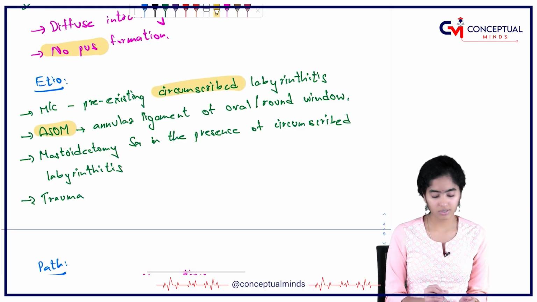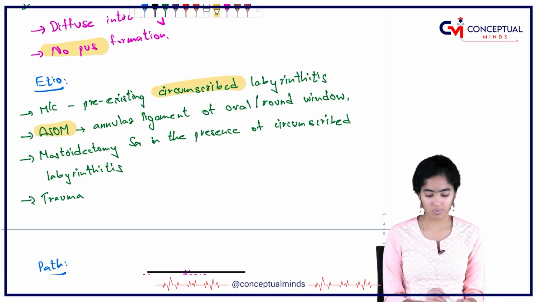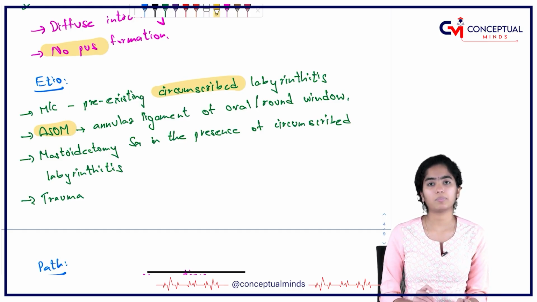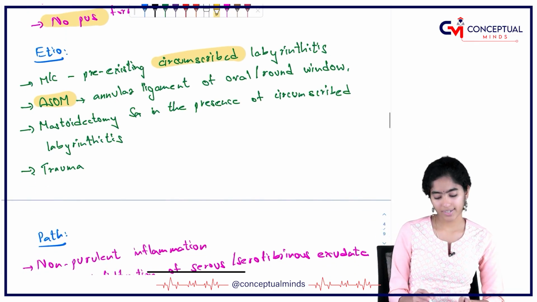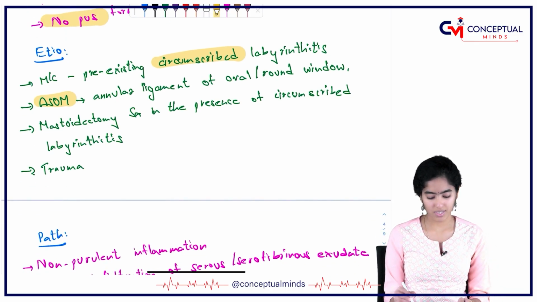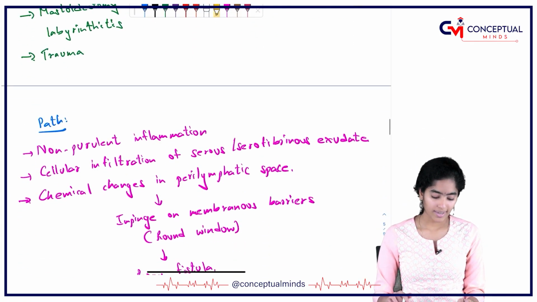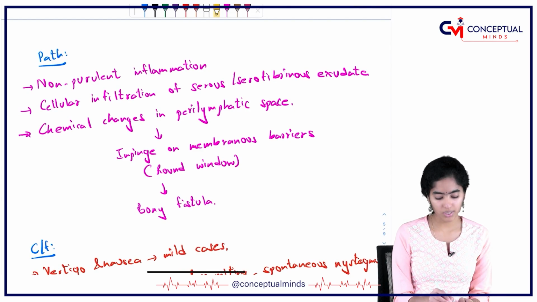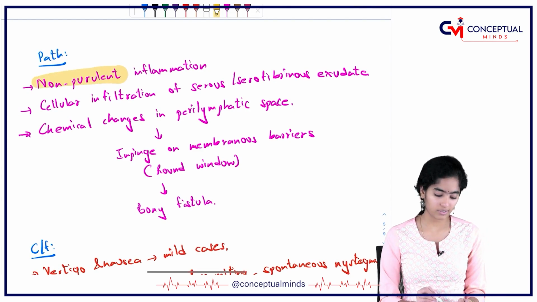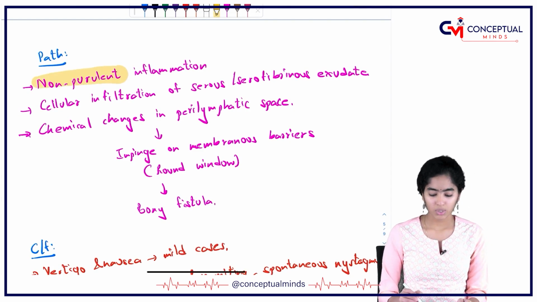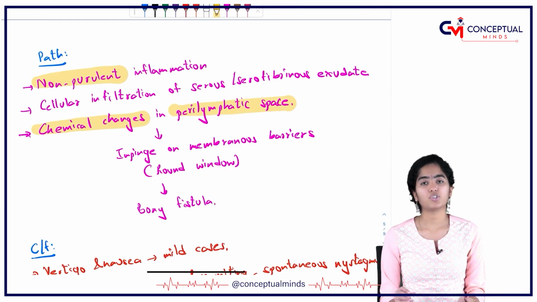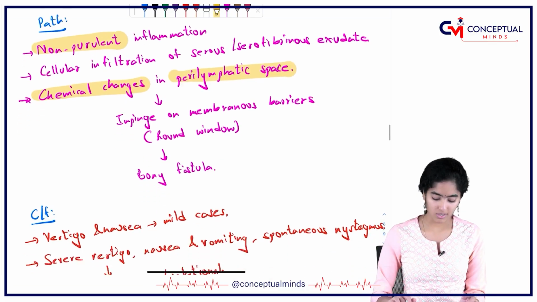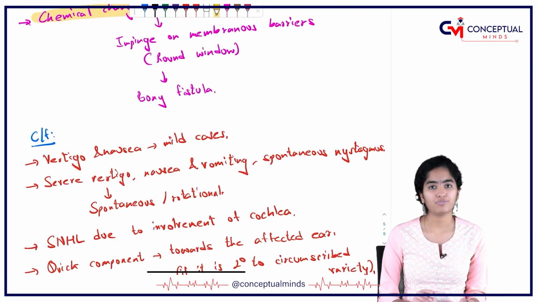Sometimes it can also occur from acute suppurative otitis media via the annular ligaments of either the oval window or the round window. And when mastoidectomy surgery is done in the presence of circumscribed labyrinthitis also, this can occur. Looking at the pathological features, most importantly, it is a non-purulent type of inflammation, and you will see chemical changes in the perilymphatic space which impinge on the membranous barriers, followed by causing bony fistula.